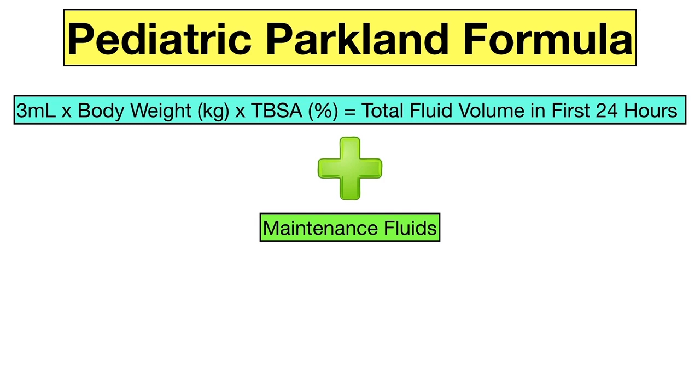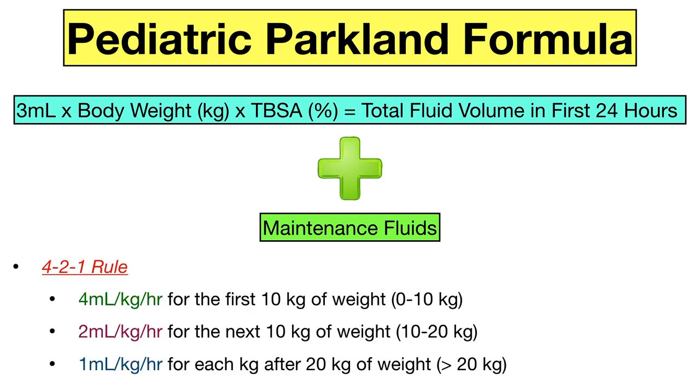The simple way to calculate maintenance fluids in pediatric patients is using the 4-2-1 rule. The rule states to give 4 mLs per kilogram per hour of fluids for the first 10 kilograms of weight, 2 mLs per kilogram per hour for the next 10 kilograms of weight, and 1 mL per kilogram per hour for each kilogram of weight after that.